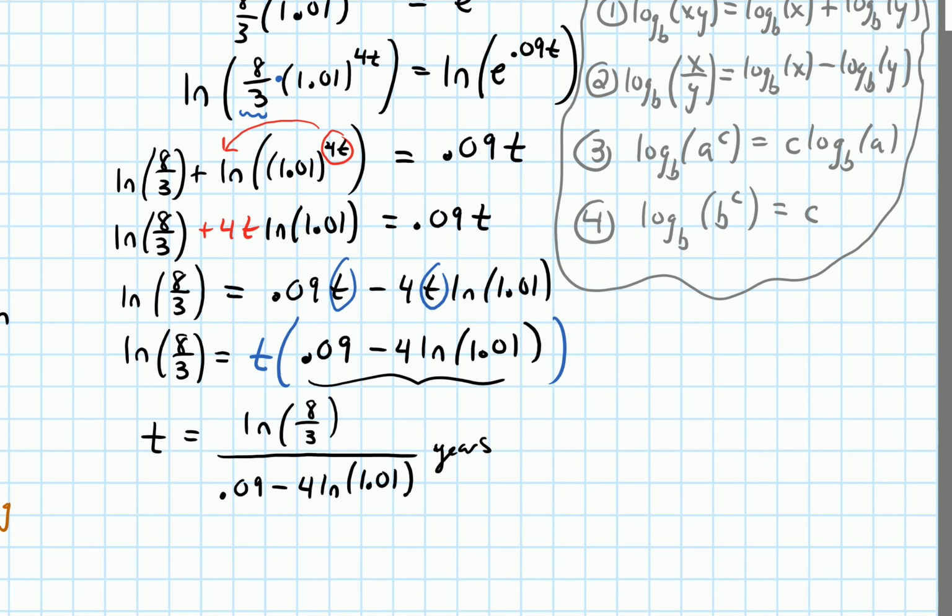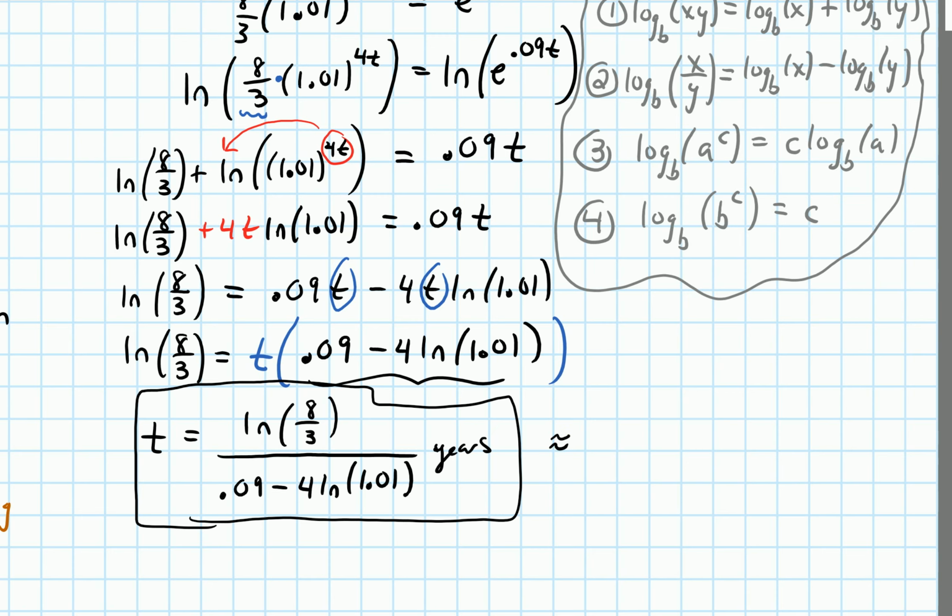So if I wasn't allowed to use a calculator, I could stop and leave my answer here. I'm also just going to plug this into a calculator to get a feel for how big this is. It turns out this is 19.53895 years. That's how long it would take for the friend's investment and your investment to end up being the same.